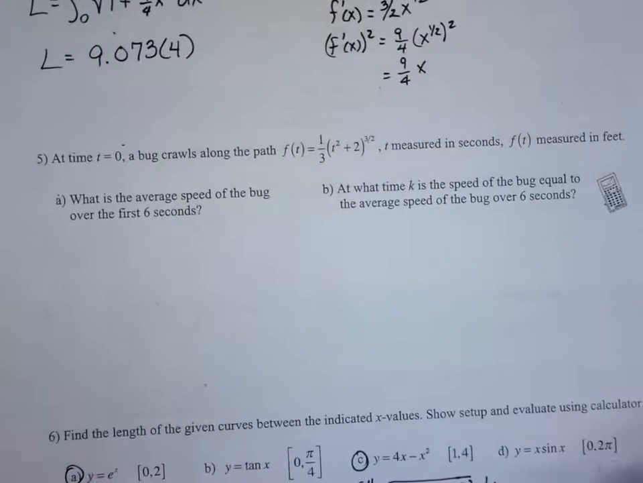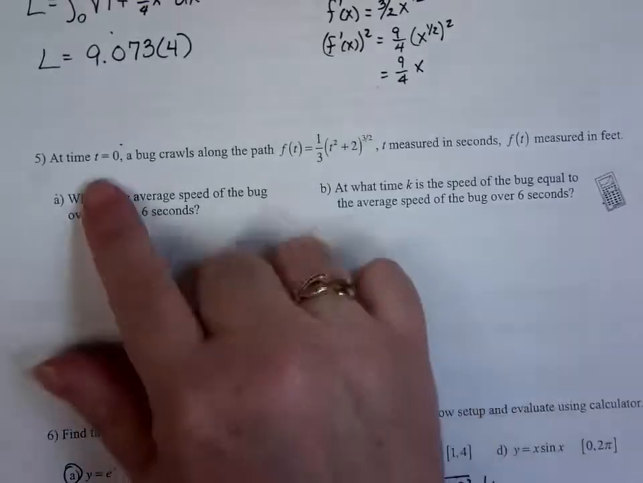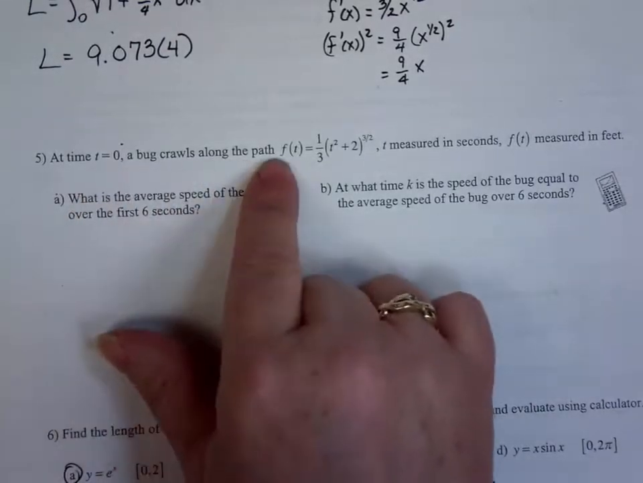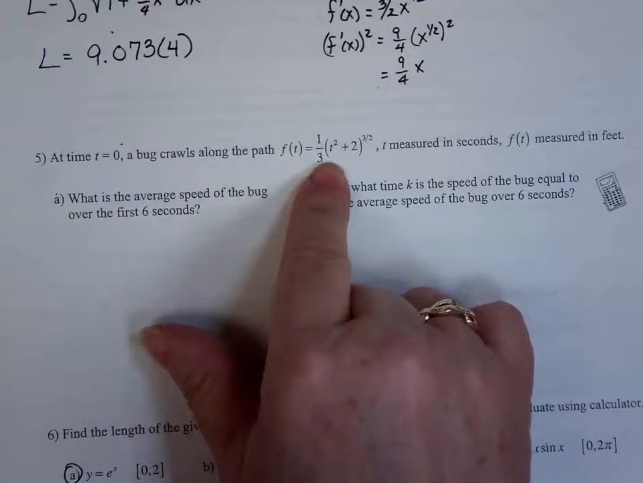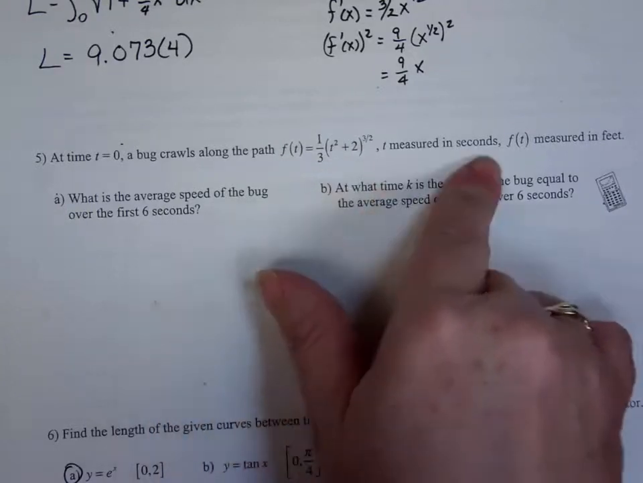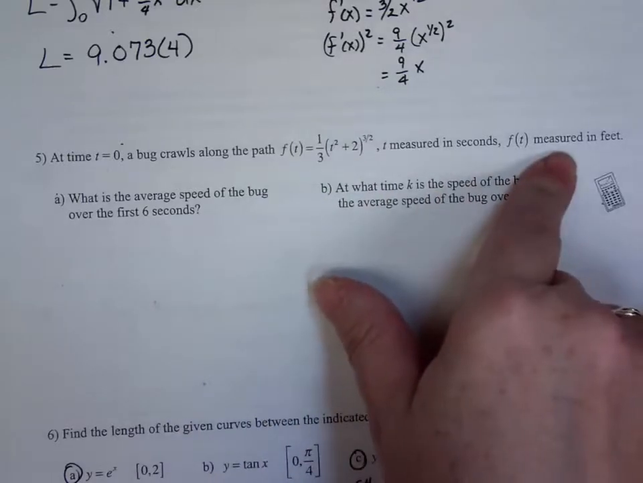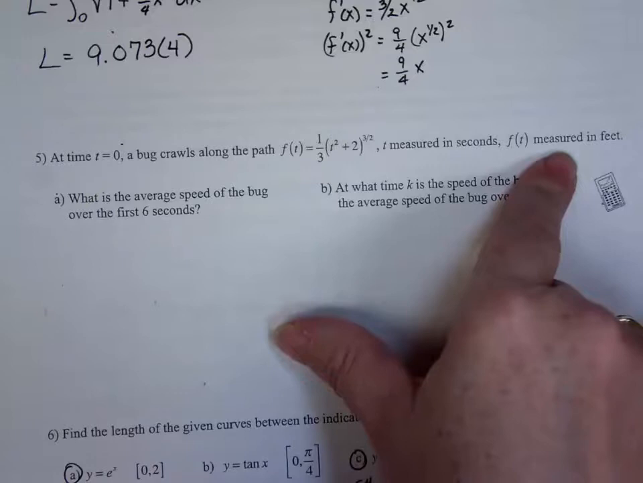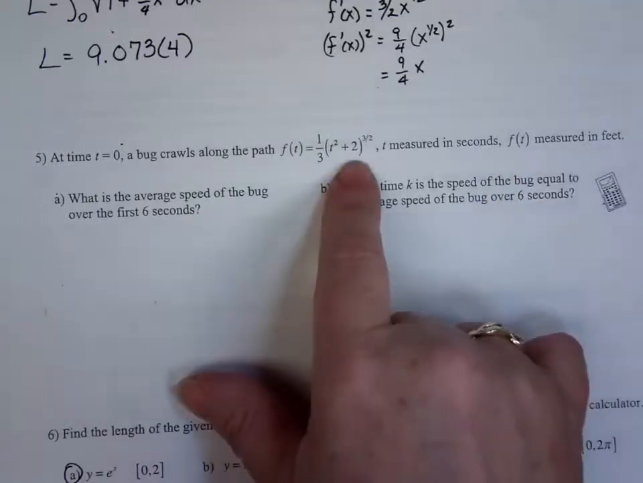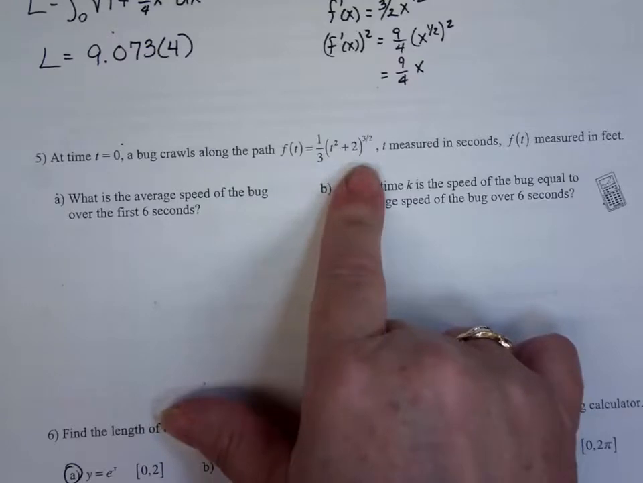So let's take a look at number 5. It says, at time t equals 0, a bug crawls along the path f of t equals 1/3 (t squared plus 2) to the 3/2, t measured in seconds, and f of t measured in feet. Now, this is not straight line motion. He is actually crawling on a curve. So it's totally different when it comes to doing the problem than what we've done before.